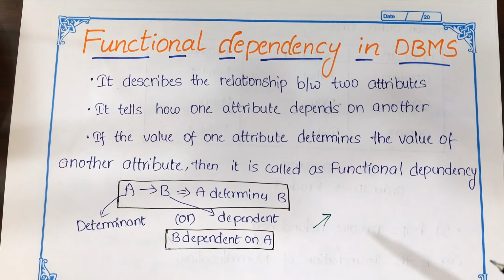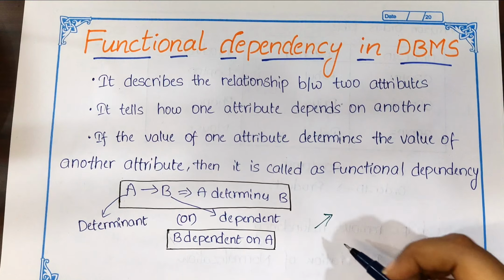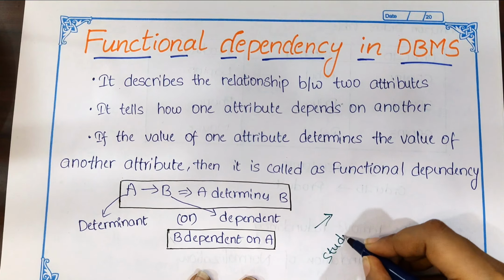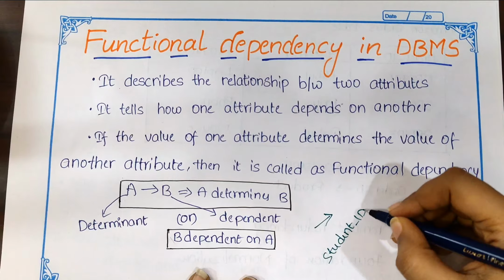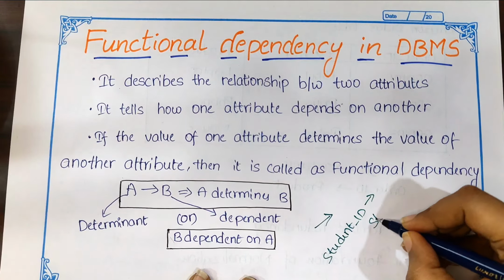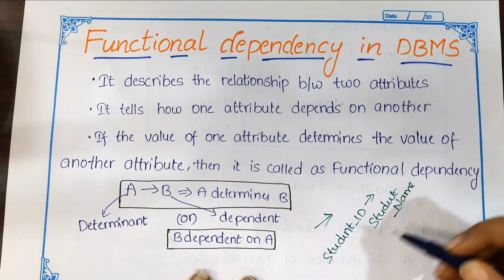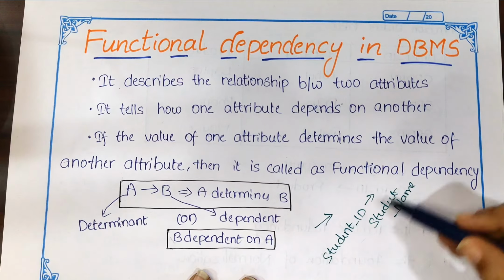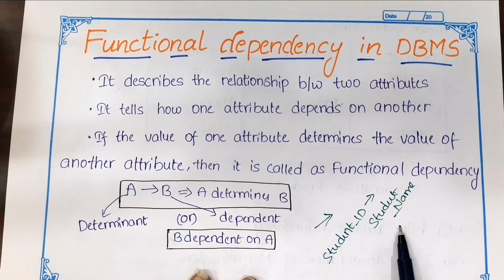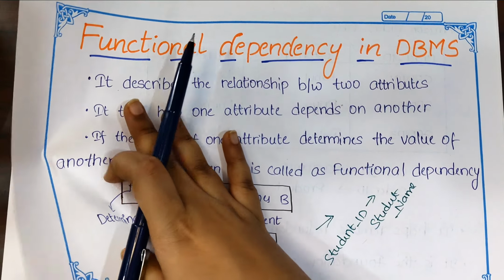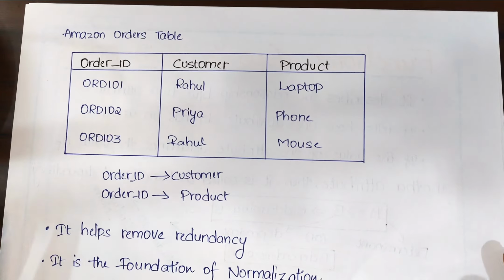For suppose the name of the student was not known and the student ID was 101. If the student ID was there and the name was not known, we can represent it using the student ID. Like here, student ID determines student name. By which we can say that using the student ID, we can find the student name, right? So it is dependent on this. Using a rough example, we can understand this functional dependency easily.